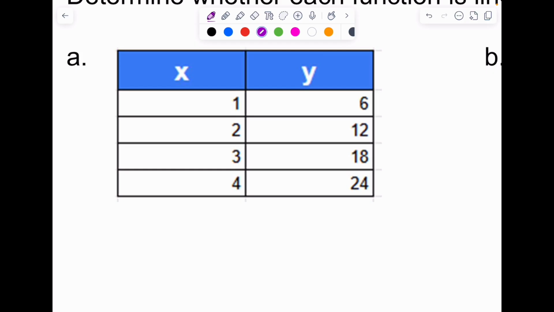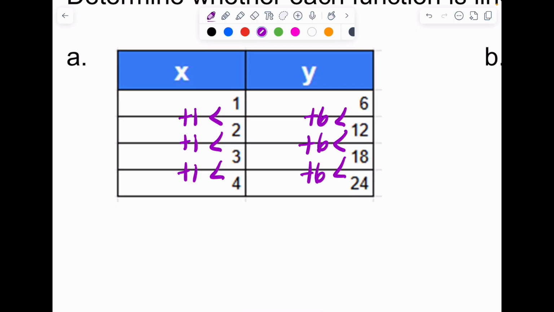So 1 to 2, we're adding 1. 2 to 3, we're adding 1. And 3 to 4, we're adding 1. That's not really what makes this linear. And it doesn't really make it linear that 6 to 12 is adding 6. So is 12 to 18.